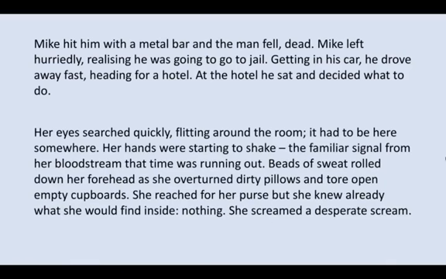Her eyes searched quickly, flitting around the room. It had to be here somewhere. Her hands were starting to shake, the familiar signal from her bloodstream that time was running out. Beads of sweat rolled down her forehead as she overturned dirty pillows and tore open empty cupboards. She reached for her purse, but she knew already what she would find inside. Nothing. She screamed a desperate scream.